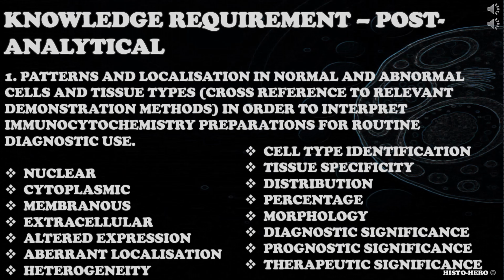Why is expression pattern and localization important when it comes to IHC interpretation? Consider cell type identification, tissue specificity, distribution of positive staining, percentage of cells showing positive staining, morphology highlighted by counterstain showing exact location of positive signal, diagnostic, prognostic and therapeutic significance.